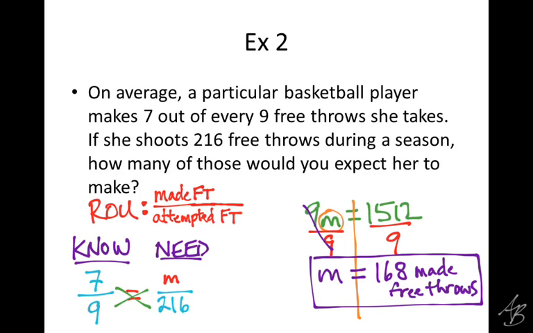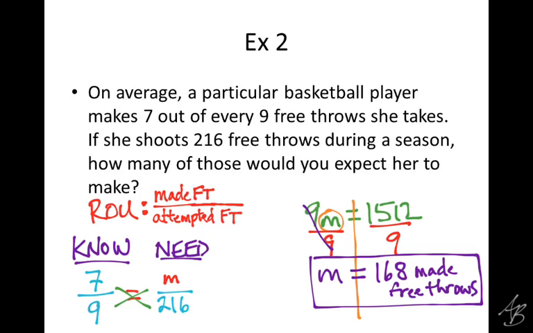Does this answer make sense relative to how many she tried to take? So she took 216. Is it possible for her to make 168? Yeah, it's possible. Let me ask this a different way. Let's say we got a different answer like 300. So if we said that she made 300 free throws, would that be possible? Why not? She only shot 216 of them, right?